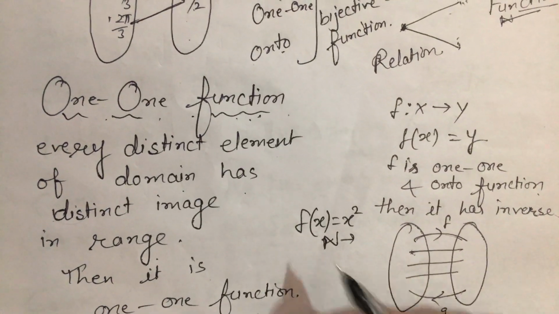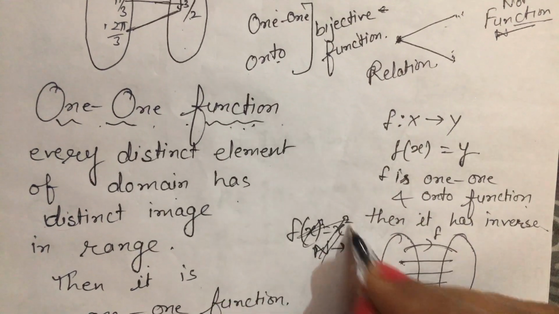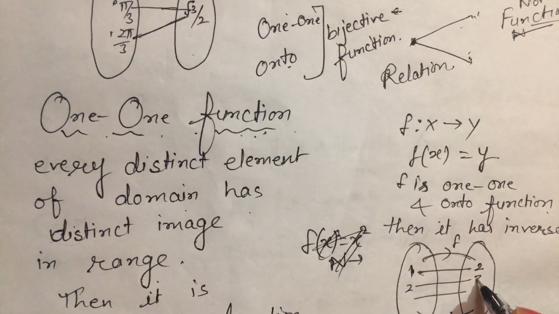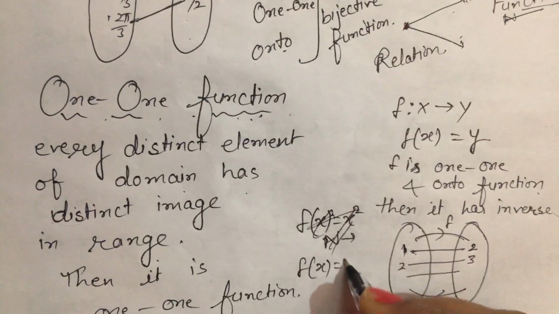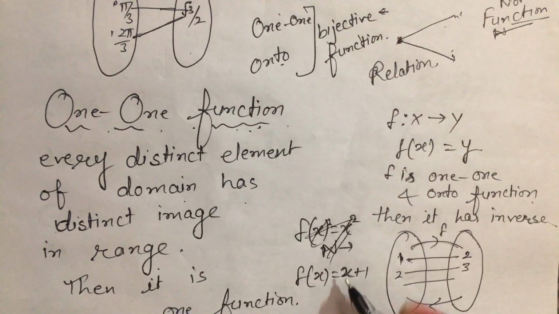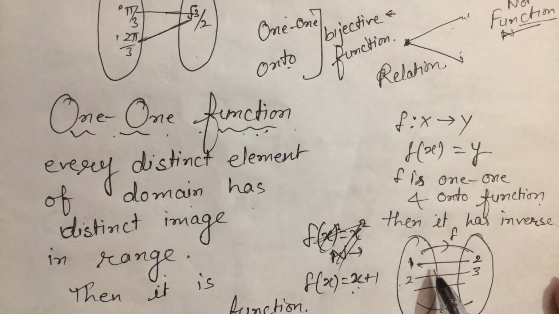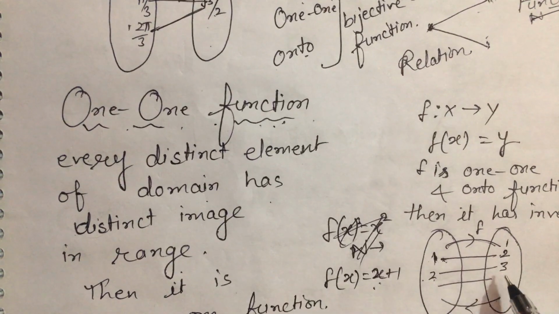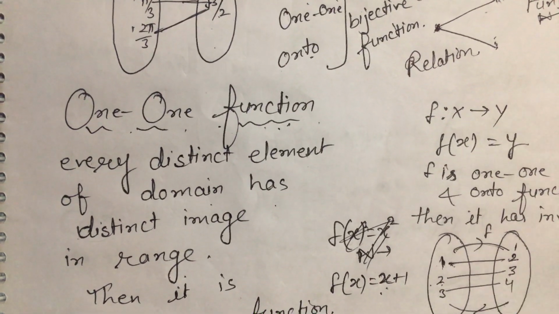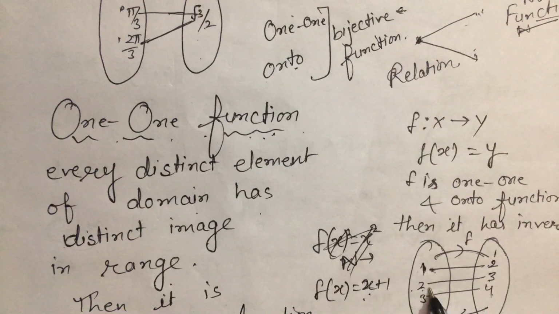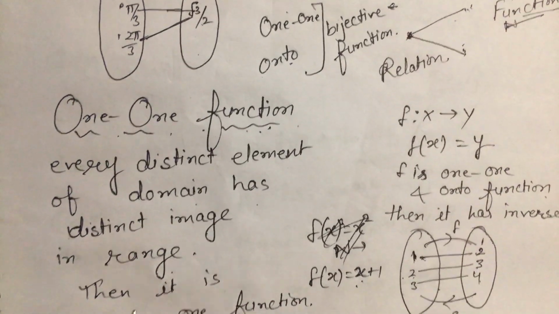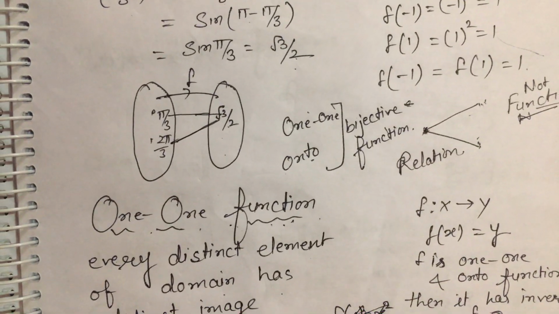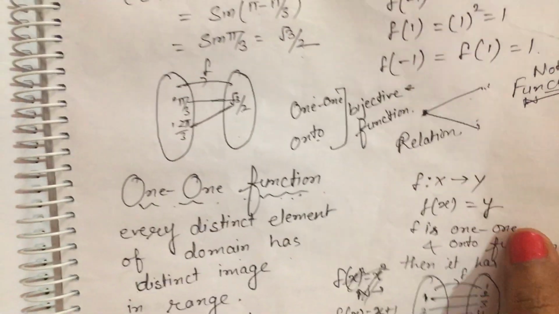For example, suppose I take value 1, its image is 2. If 2, then its image is 3. Suppose f(x) is equal to x plus 1, from natural numbers to natural numbers. Suppose x is 1, then its image is 2. If x is 2, its image is 3. If 3, its image is 4. So this is called one-one function. And what is onto function? We will discuss onto function later when we make the graph of sin x.